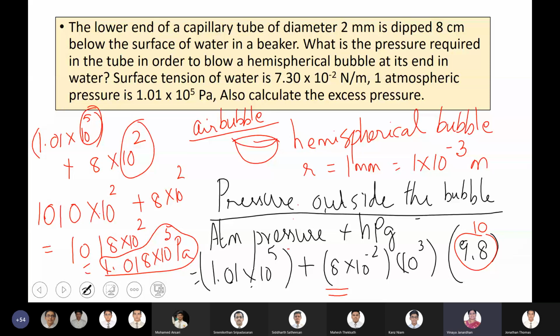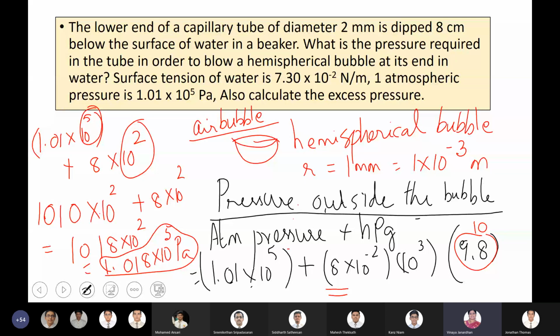The minimum pressure you require to blow the bubble will be equal to the pressure acting inside the bubble. If it is greater than the pressure acting inside the bubble it is fine, but the minimum should be the pressure inside the bubble. So you have calculated the pressure outside the bubble. Next, you find what is the excess of pressure. So using these two, you can find what will be the pressure inside the bubble. That will be the minimum pressure required to blow the hemispherical bubble. So now you have to go for excess of pressure.